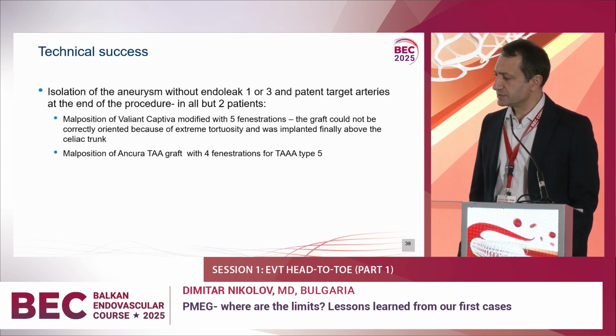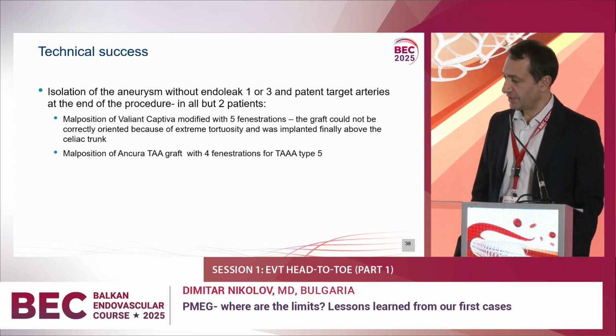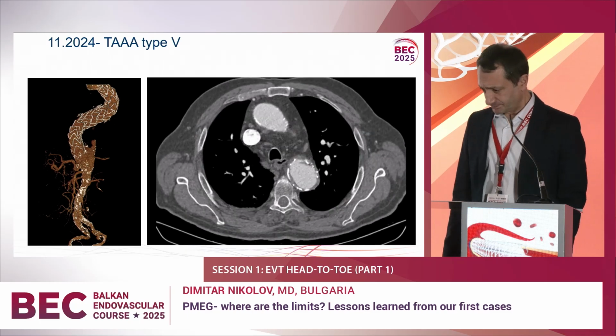We had good technical success in all cases in terms of no window leaks at the end of the procedure and patent target arteries, except in 2 cases. In both we had difficulty positioning the graft. In the first case, a Valiant Captivia with 5 fenestrations, there was extreme tortuosity, and finally we could not position the graft correctly, and we decided to put it above the celiac trunk. The other one I will show you in this short video.